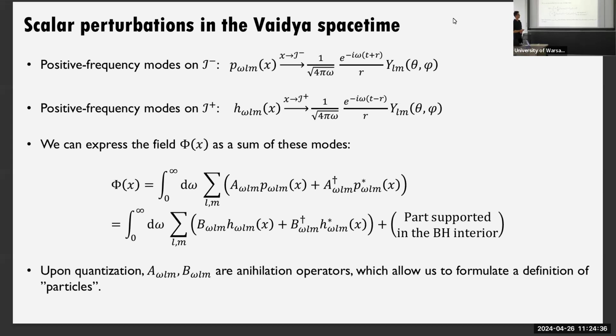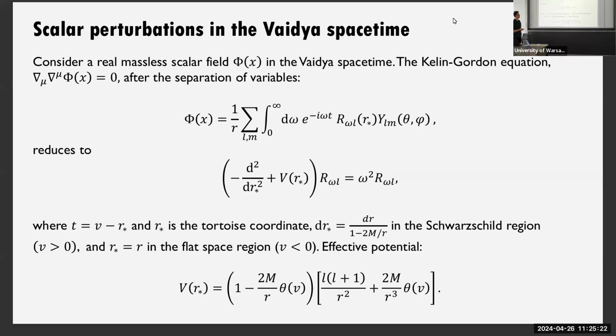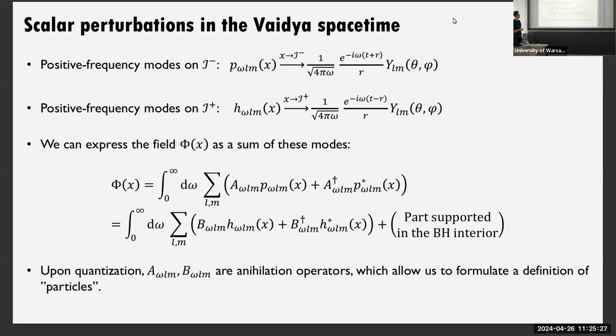And we can do a similar decomposition with modes H omega, which are positive frequency on I plus. These modes H omega lm are just localized in the black hole exterior, while a generic solution to the Klein-Gordon equation will also have support in the black hole interior. So this part corresponds only to the part of the field outside of the black hole. There will also be parts supported in the black hole interior, but for our purposes we are not interested in them.